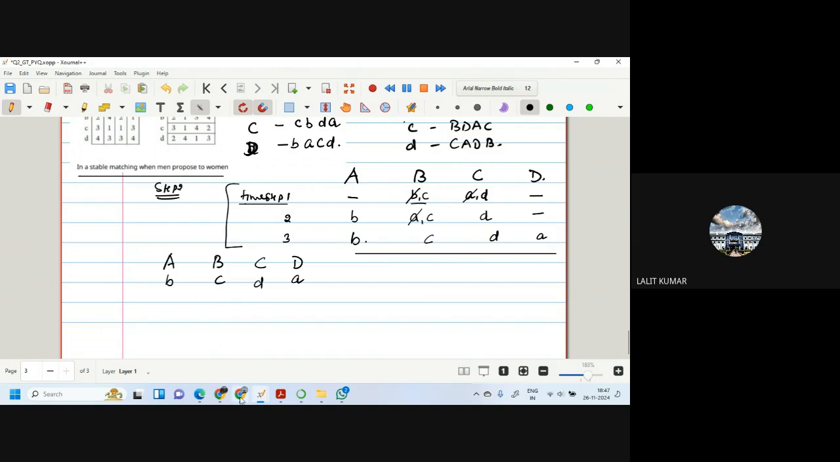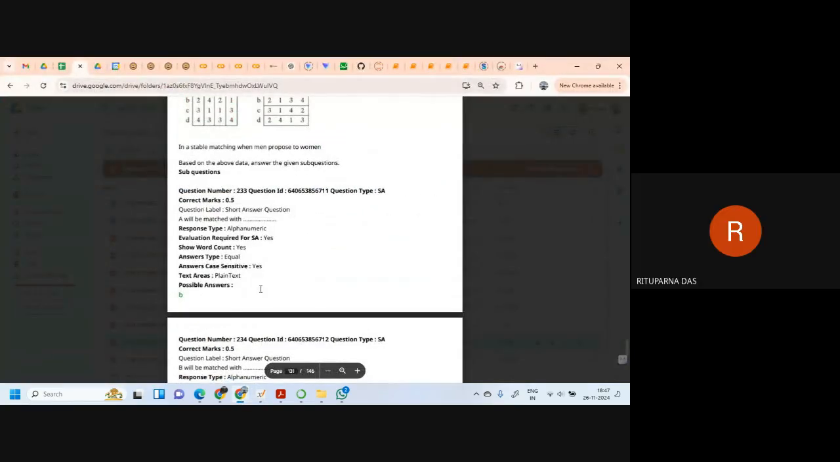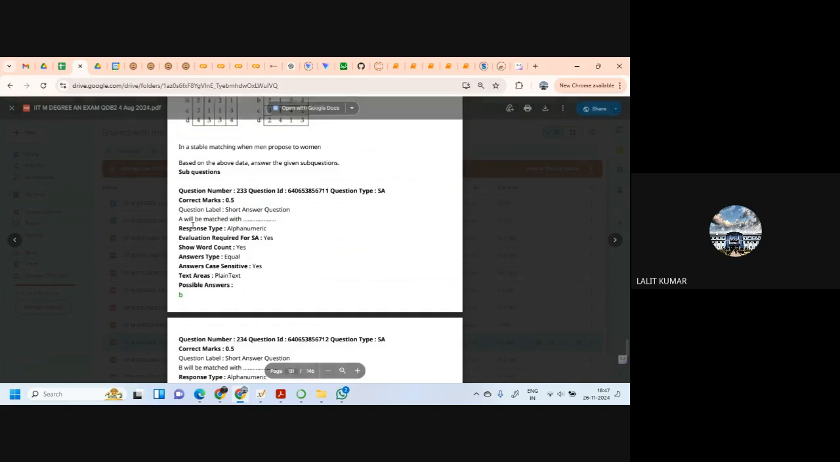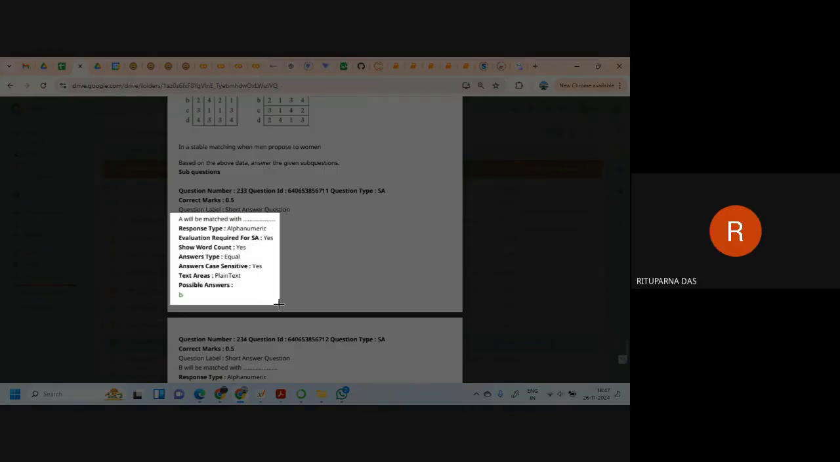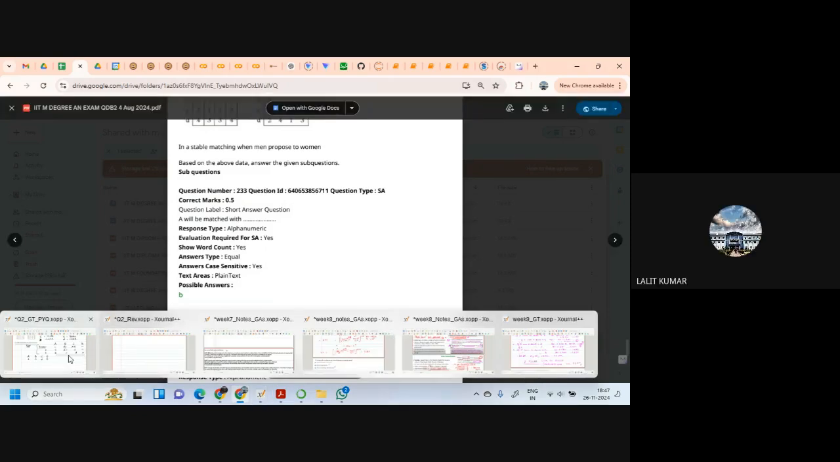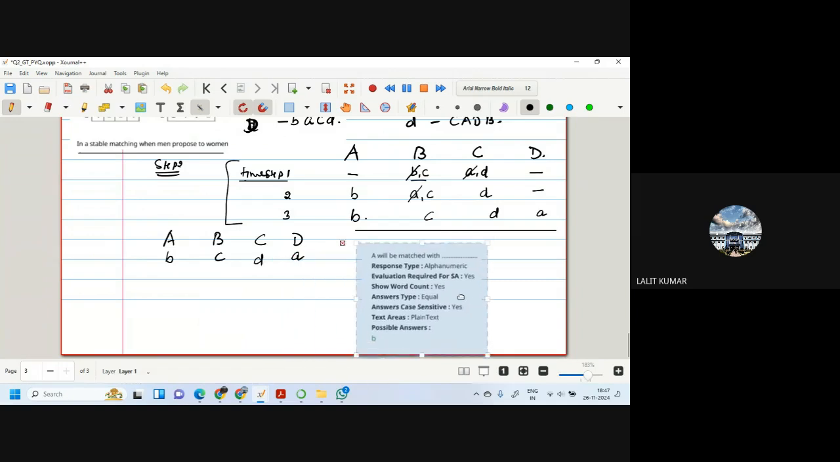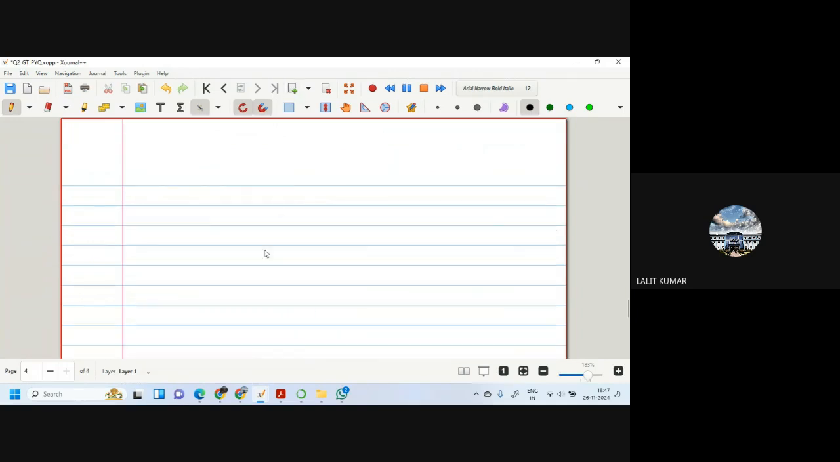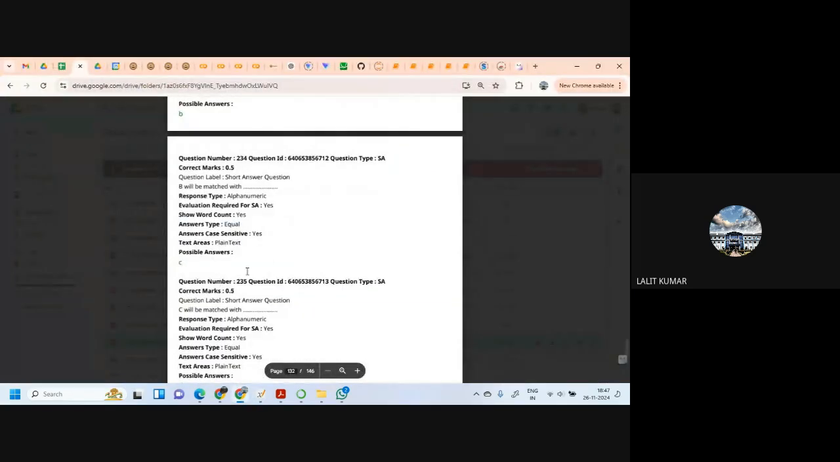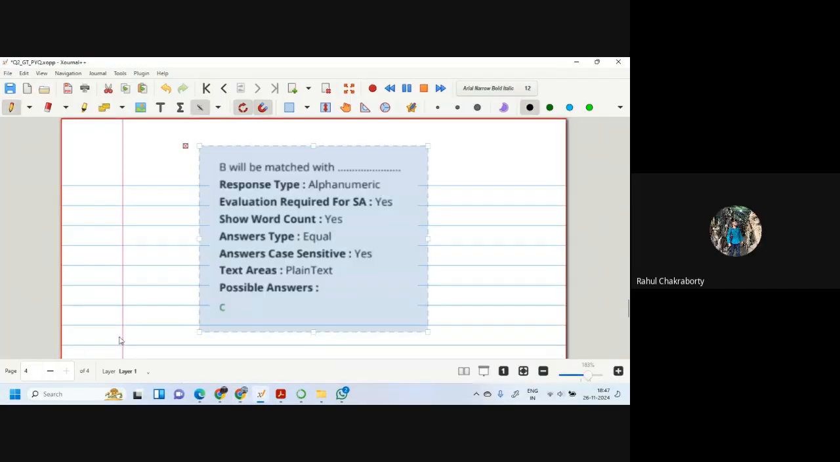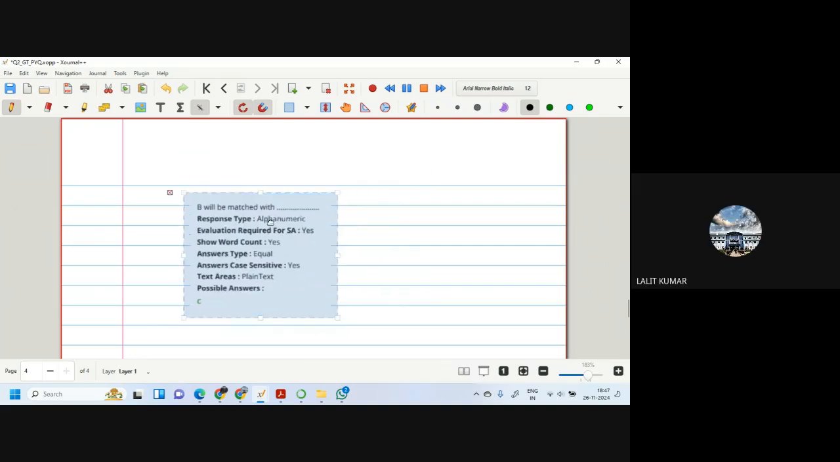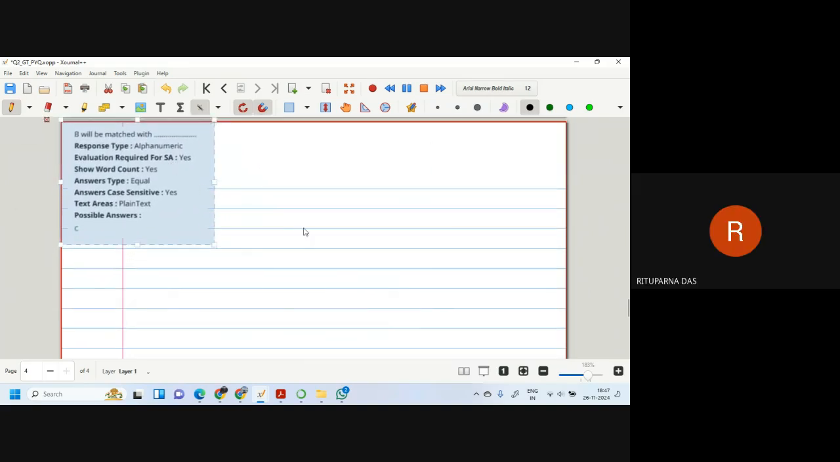You can check what they're asking in the question. So A will be matched with B. Yes. A will be matched with B. So this is correct. Now the second part: B will be matched with 4. All the B questions are coming here only. The half marks, so basically that will be 4 marks.